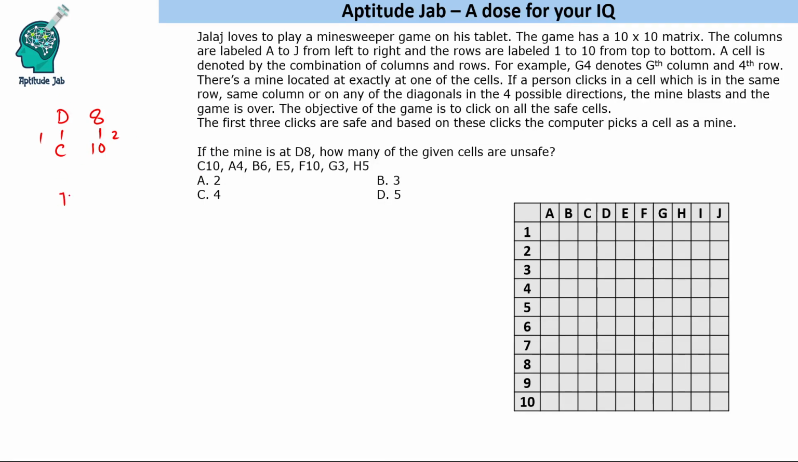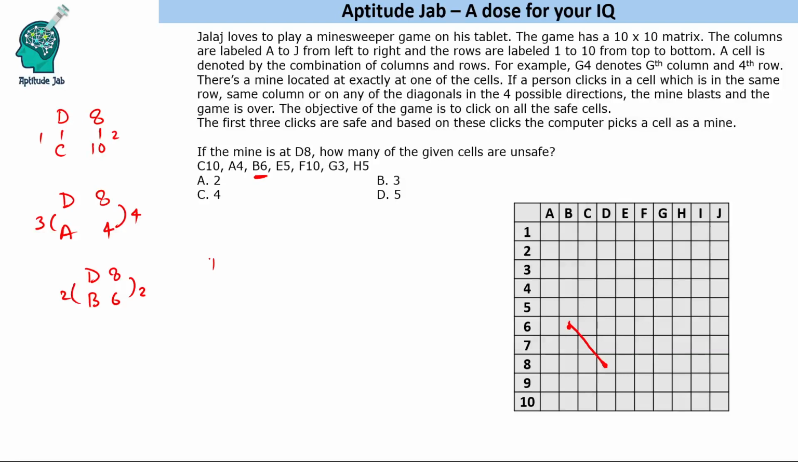A4: from D8 to A4, here we get a difference of 3, here a difference of 4. Okay, so this is also a safe one. D8 to B6, difference of 2, right? So this is unsafe. Let us see this, if you have not understood, this is D8 and this is B6. Here is a mine, so obviously this will be an unsafe place, because we are going 2 steps to the left and 2 steps up, right? So this is an unsafe one.